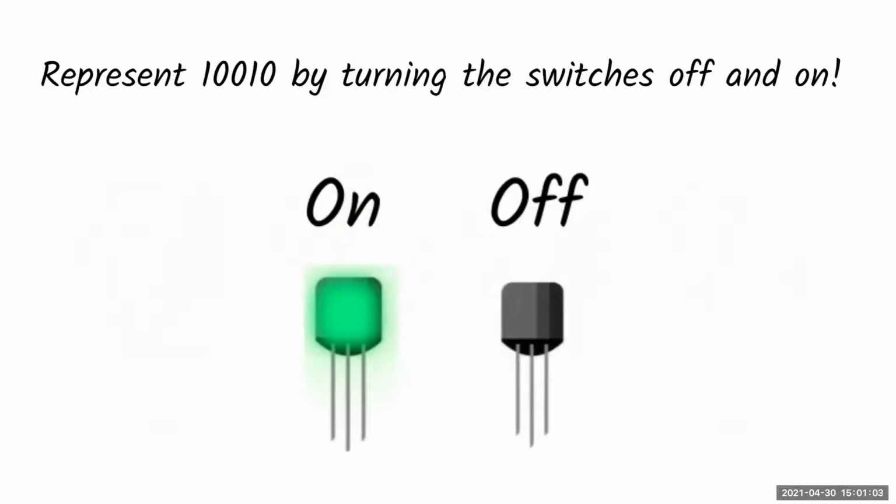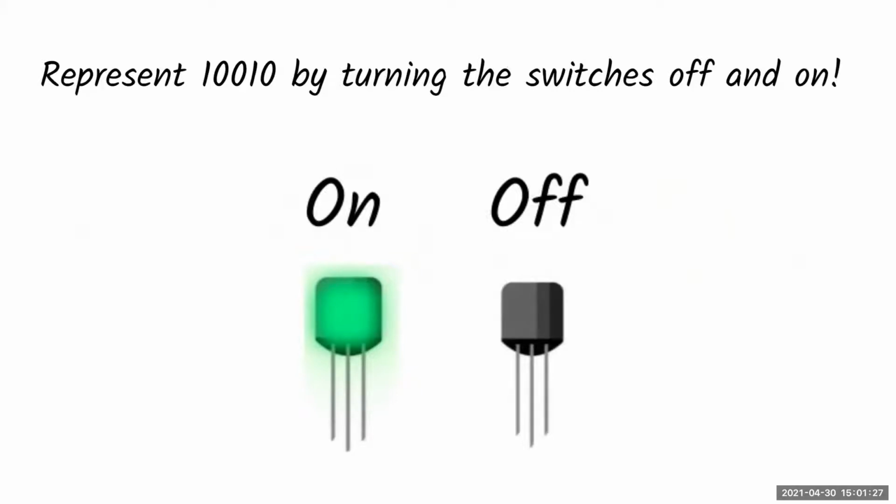So now that we know how to represent it, I want you guys to solve this. Represent 1, 0, 0, 1, 0 by turning the switches off and on. Right here I have a little key: a green light means on, and a black light means off. I'll give you guys some time to think. You can pause the video, but let's get on to the answer.